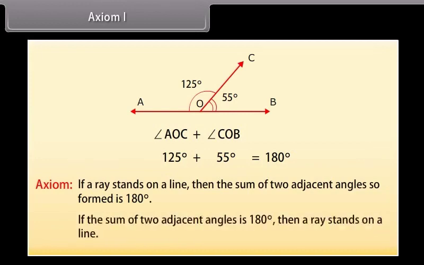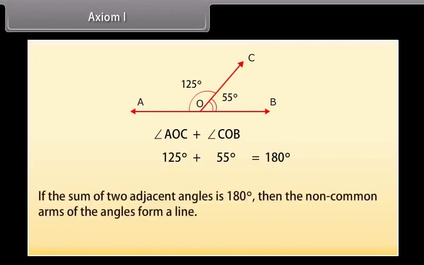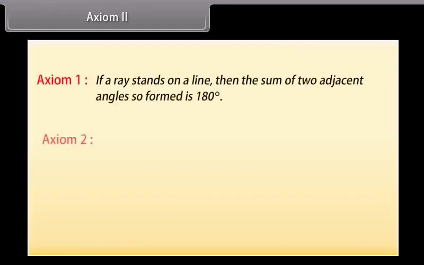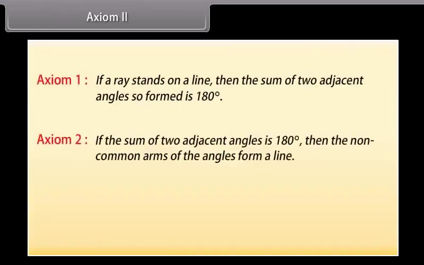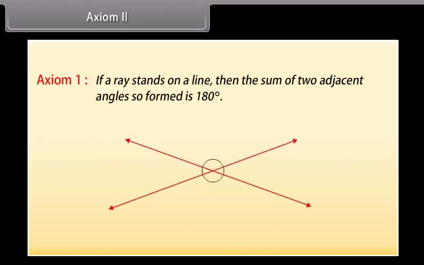And we can state it in the form of another axiom, which is, if the sum of two adjacent angles is 180 degrees, then the non-common arms of the angles form a line. Axiom 2. We get two axioms now. These two axioms together are called the linear pair axiom. Let us now move to the case when two lines intersect each other.